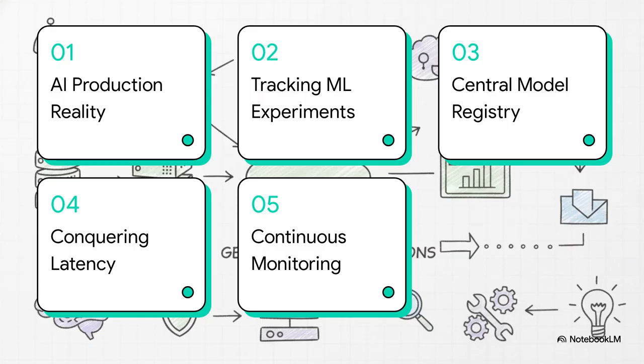To fix that chaos, we are going to trace the exact chronological life cycle of an AI model. Here's our agenda for today. 1. The AI production reality. 2. Tracking your ML experiments. 3. The central model registry. 4. Conquering AI serving latency. And 5. Continuous monitoring and quality.